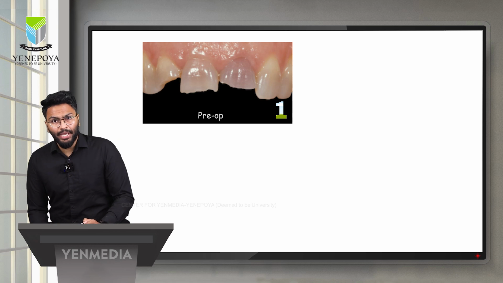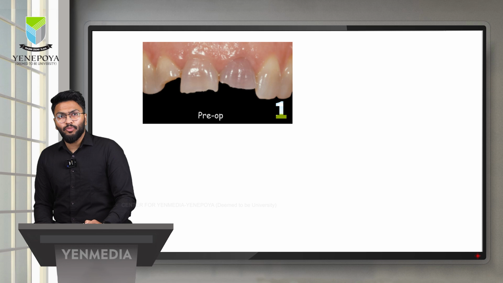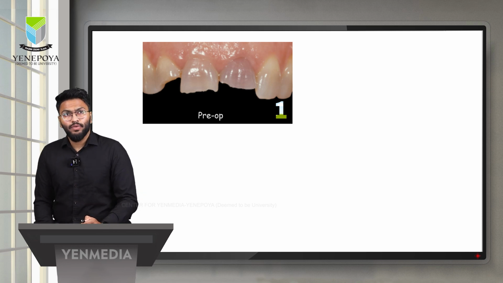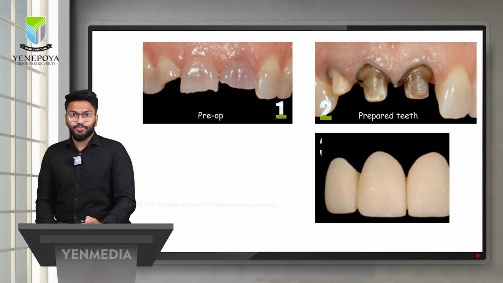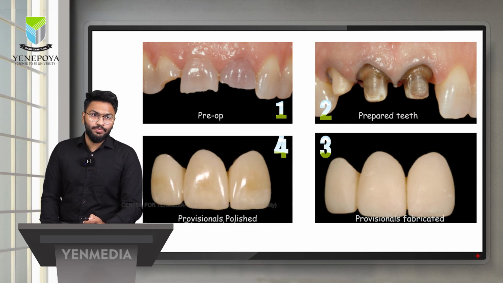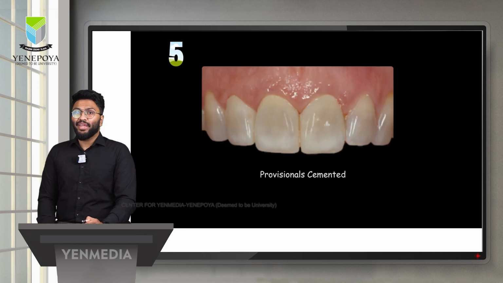Now let's go into a case which had come to my clinic. Here you can see the pre-op of the patient. He had come with a fractured tooth. Root canal treatment was done for this patient, and the preparation of the teeth was done. A provisional was fabricated using the indirect technique, and the provisionals were polished and finally cemented.